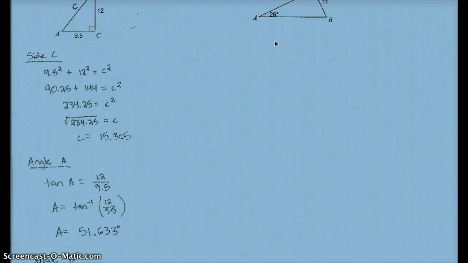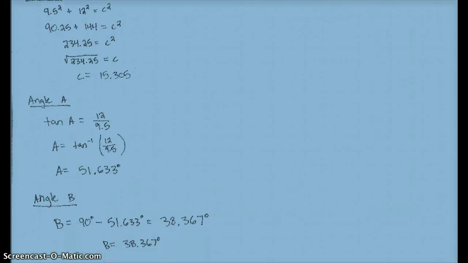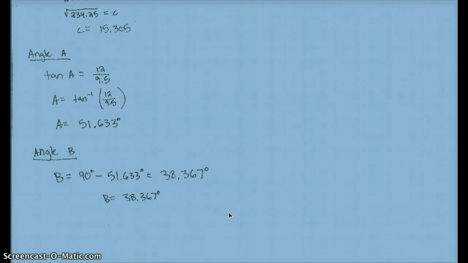Now I have two of my angles. I have the right angle in the bottom right hand corner of the triangle. I've got angle A, so all I have to do is find angle B, and I can just subtract angle A from 90 degrees to find that, because I know that if one of my angles is a right angle, that means the other two angles have to add up to 90 degrees. So 90 degrees minus 51.633 degrees equals 38.367 degrees, and that's the size of angle B.